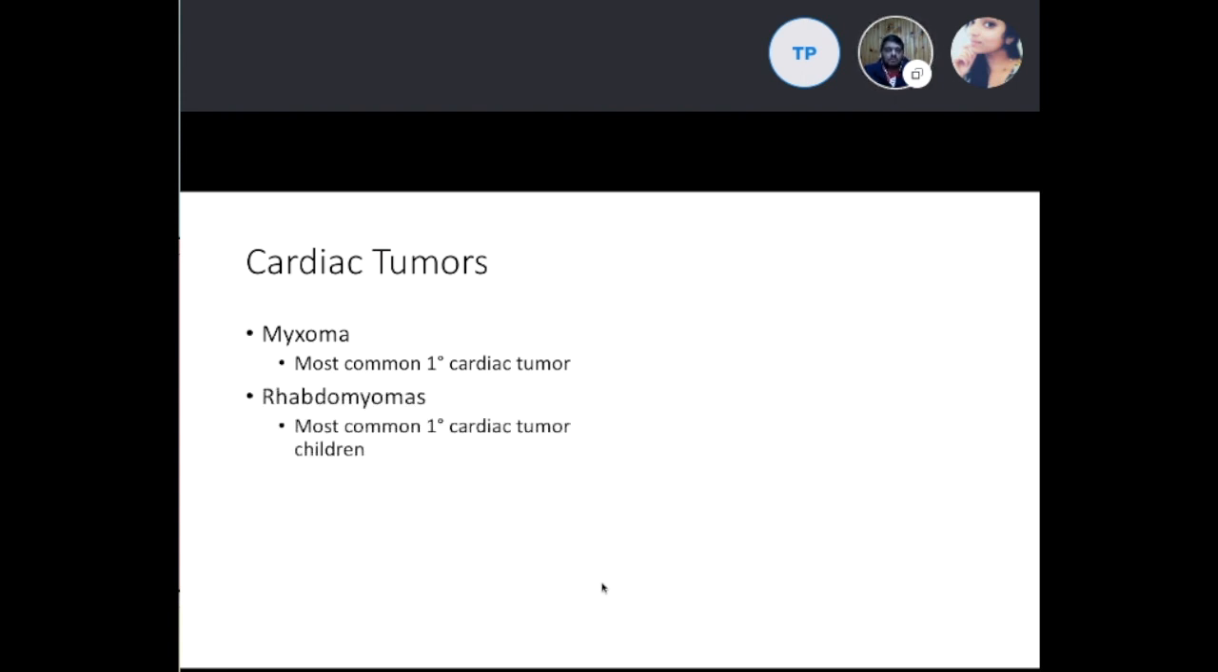Cardiac tumors. Myxomas are the most common primary cardiac tumor. Rhabdomyomas are the cardiac tumors that occur in children. However, the most common cardiac tumor overall is metastatic tumor, so anything that metastasizes here. Usually there are no clinical symptoms for the last one, and they're usually identified post-mortem.